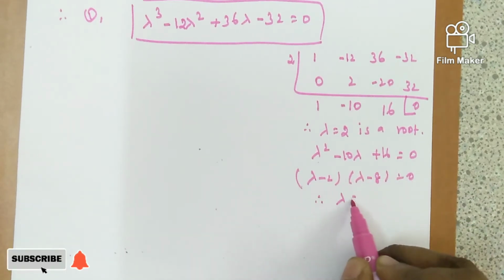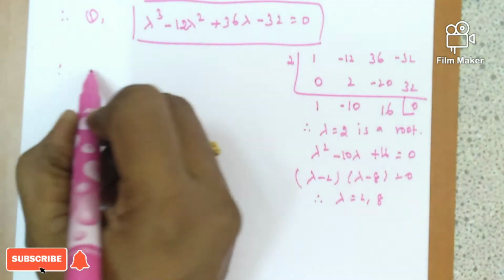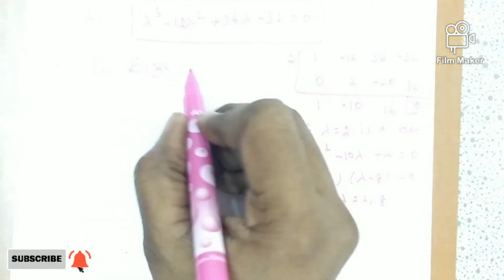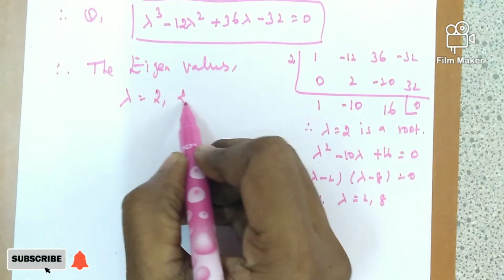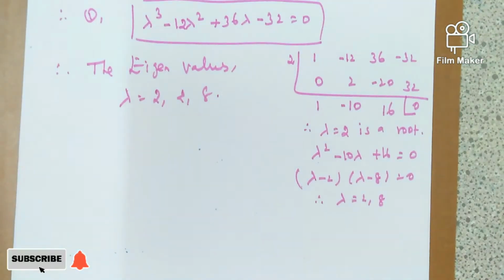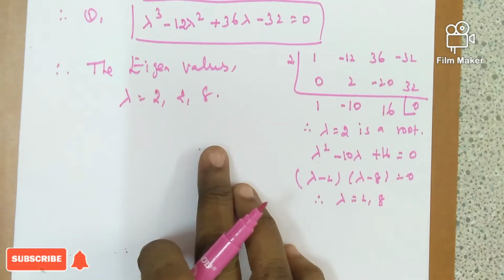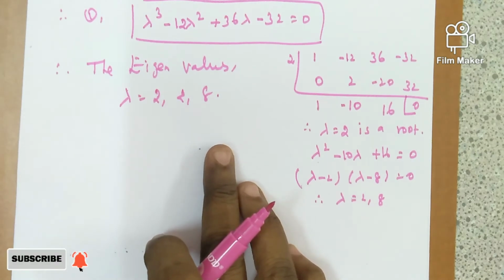Therefore, lambda equal to 2, 8. Therefore, the eigenvalues are lambda equal to 2, 2 and 8. Look at these eigenvalues. Two values are equal, only one is different. Now we need to find the eigenvectors corresponding to these eigenvalues.